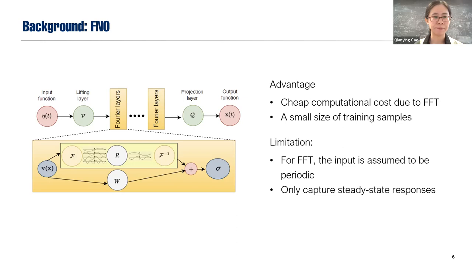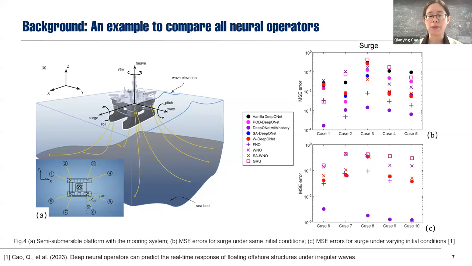To illustrate the performance of these neural operators, I will provide an example here. The left figure is a semi-submersible platform with 8 mooring lines. Random waves propagate in the surge direction. The computation of the response of this floating structure to the random waves is very complex, since it involves two nonlinear operators, namely the hydrodynamic operator and the structural operator. The hydrodynamic operator can be viewed as the incompressible Navier-Stokes equation, which takes the wave elevation as input and the hydrodynamic coefficient and wave forces as output.